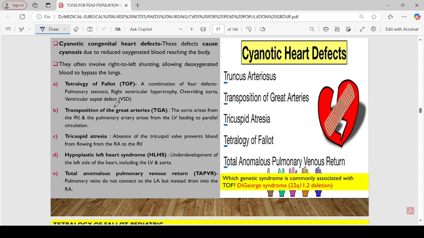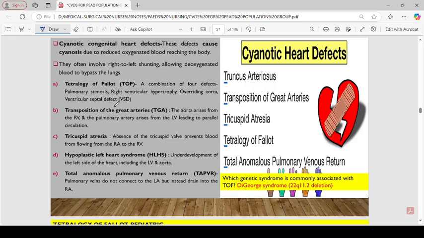Ladies and gents, we have come to the end of the acyanotic conditions. These are conditions which were resulting in shunting from the left to the right, and cyanosis was not their major presentation unless they complicate, then cyanosis happens. So conditions where cyanosis normally happens are the cyanotic heart defects, which include the T's, right?